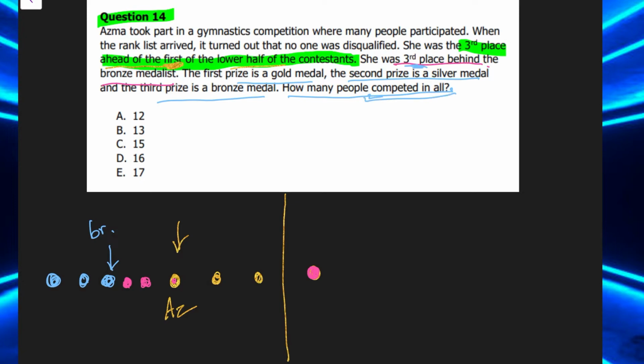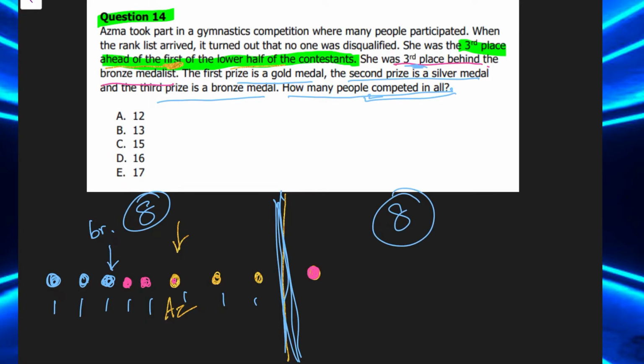How many people participated? Now, because we know this line divided the whole contestants into 2 parts, and now we know here are 1, 2, 3, 4, 5, 6, 7, 8. There are total 8 contestants here. So that means there must be 8 contestants on this side as well. So total are 16 contestants. Our answer is D.